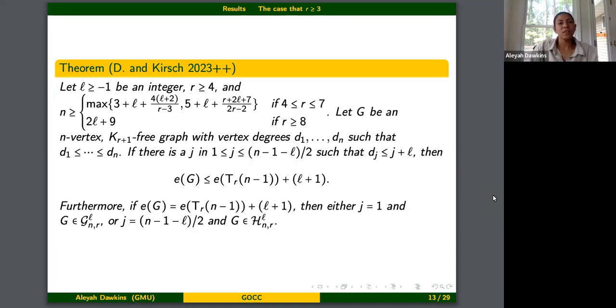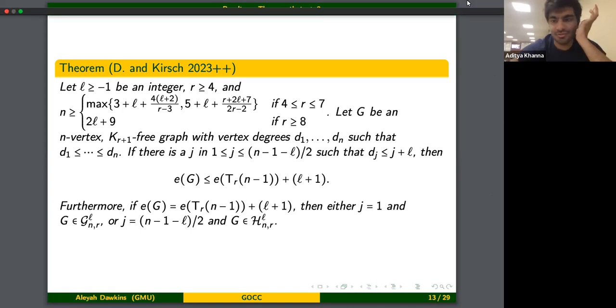Okay, so the theorem that I actually proved and used to apply the degree conditions to was this one here. What I was able to show is that if G is an n-vertex K_{r+1}-free graph with vertex degrees d1 through dn, and if there was a j between 1 and (n-1-L)/2 such that the jth vertex degree is at most j plus L, well, then the number of edges in G is at most the edges in the Turán graph on n-1 vertices plus L plus 1. And furthermore, if we have equality, then either j is 1 and G lives in that G family, or j is (n-1-L)/2 and G lives in that H family.